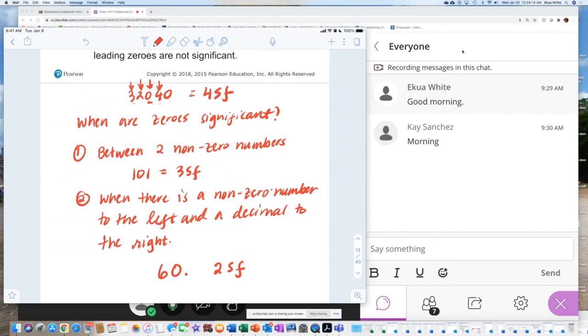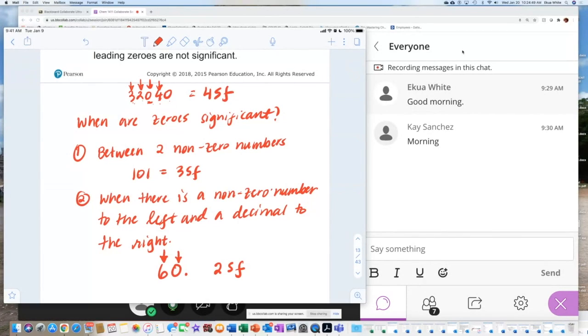Then once I learned the rules, I was like, oh, now I see why she was writing that. And I'm like, okay. So 6.0 dot, okay, 6 is definitely significant based on the rules, right? The zero right here is significant because it's sandwiched between a non-zero number on the left and a decimal on the right. So that makes this significant too. Any questions about that? So everything I'm saying is clear? No questions?